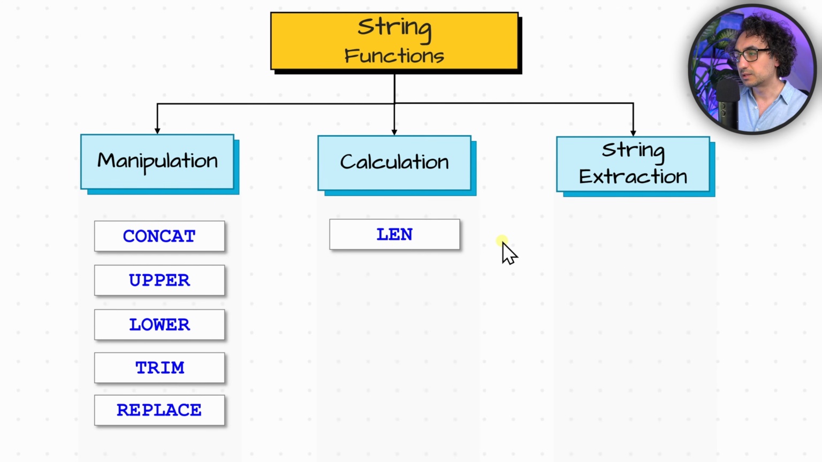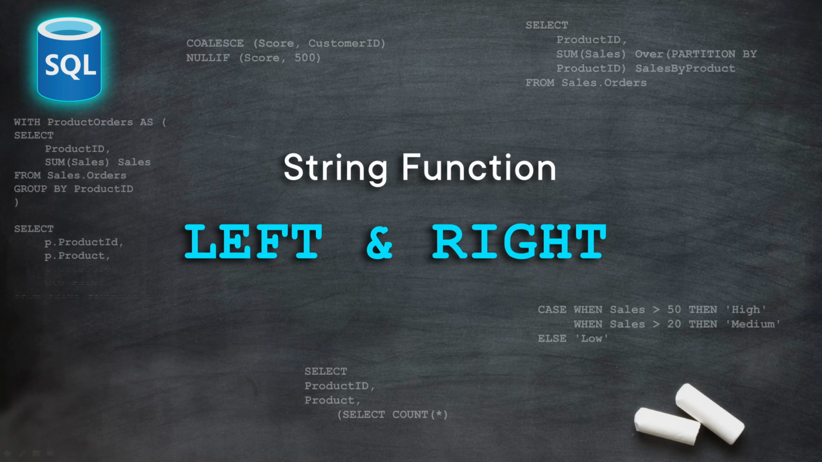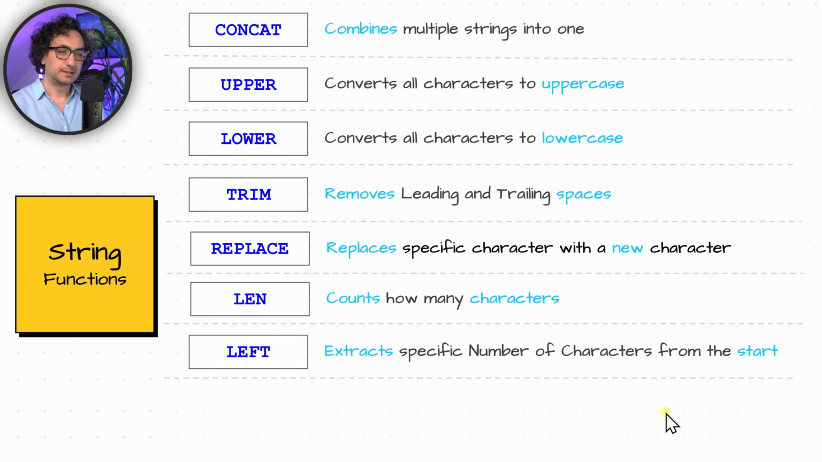Now moving on to the next one, it's going to be very interesting. Now we're going to talk about how to extract something from a string value, and here we're going to cover two functions, the LEFT and the RIGHT. The LEFT function is going to extract a specific number of characters from the start of a string value. So if you want to get a few characters at the beginning of a value, you can use LEFT.